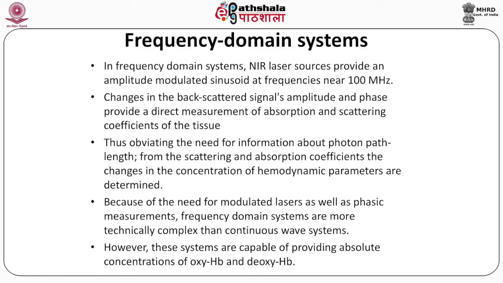Because of the need for modulated lasers as well as phasic measurements, frequency domain systems are more technically complex than continuous wave systems, which we will talk about after this. However, these frequency domain systems are capable of providing absolute concentrations of oxyhemoglobin and deoxyhemoglobin. Due to these frequency domain changes, oxyhemoglobin and deoxyhemoglobin can be best calculated using this technique. So this is the most accurate technique.